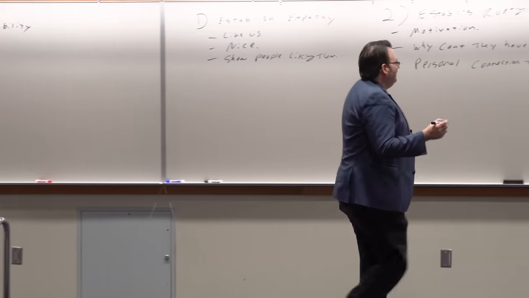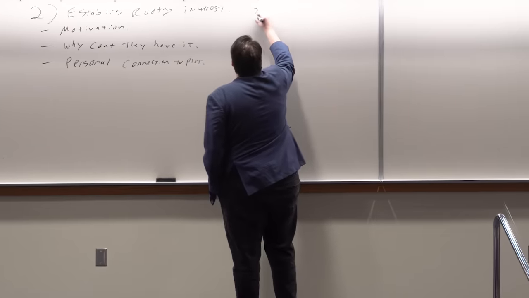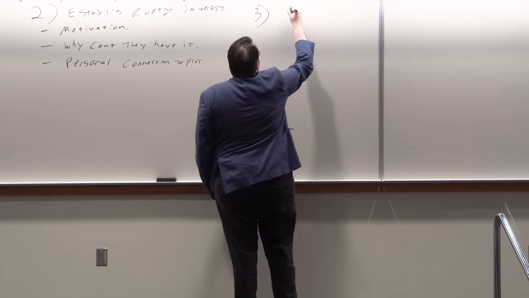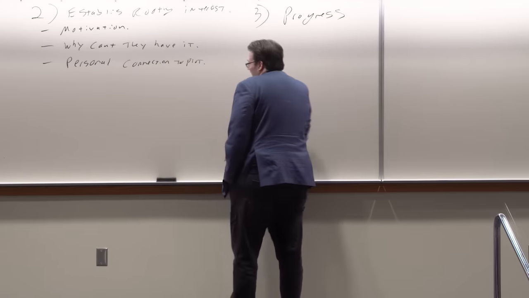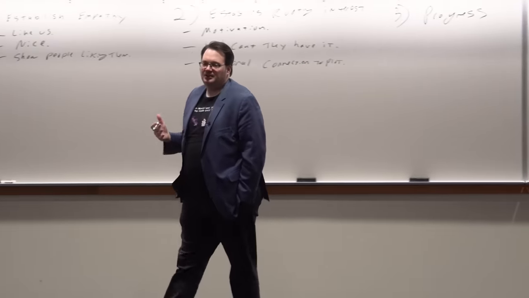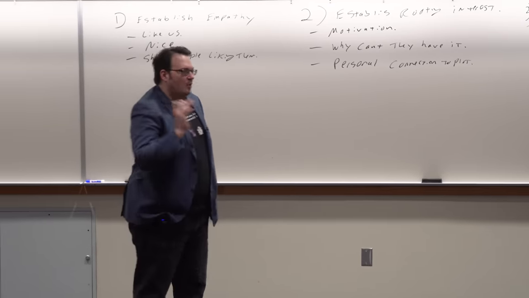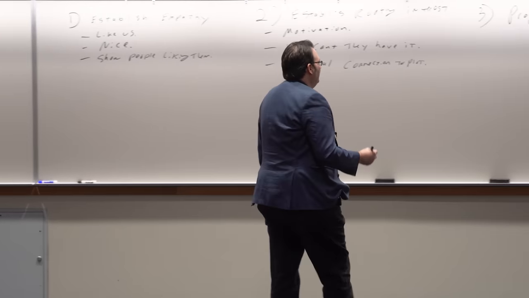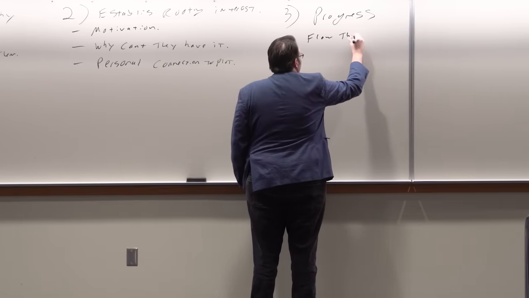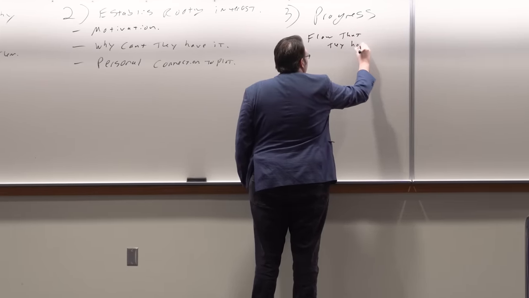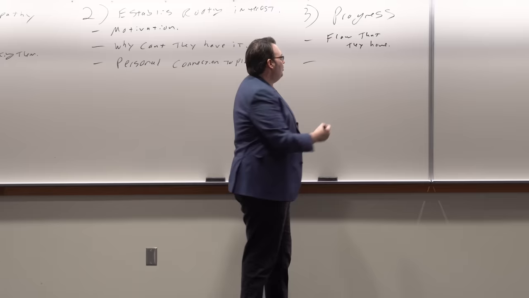Number three up here is progress. So relating back to the plot stuff we said, establish the sense of progress that you're going to have with the character. In other words, how are they going to change? You do this by showing a flaw that they have, or you establish some sort of journey they're going to go on.